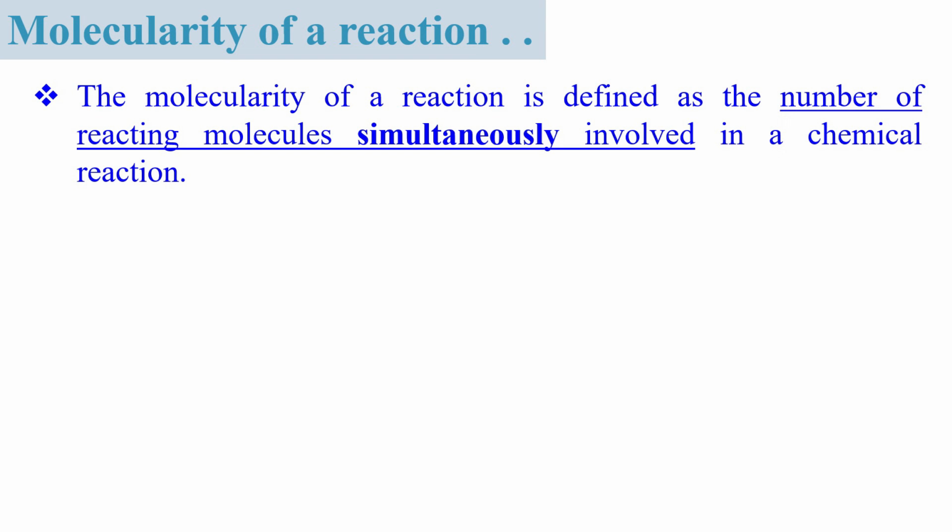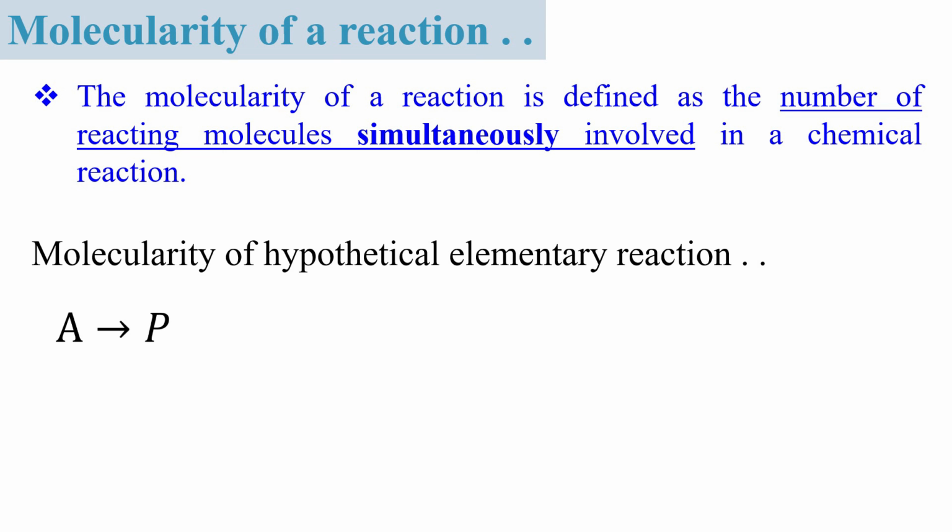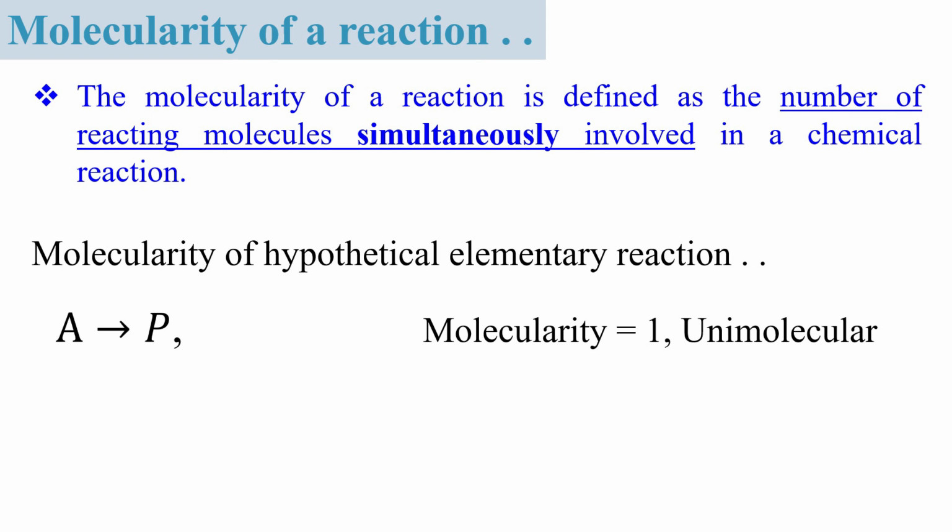Now moving to the next topic, that is molecularity of a reaction. The molecularity of a reaction is defined as the number of reacting molecules simultaneously involved in a chemical reaction. Always remember that the reacting molecules must be involved simultaneously in a reaction. For example, in the reaction A to P, the number of reacting molecules simultaneously involved is 1. So the molecularity of the reaction is 1. The reaction is called a unimolecular reaction.